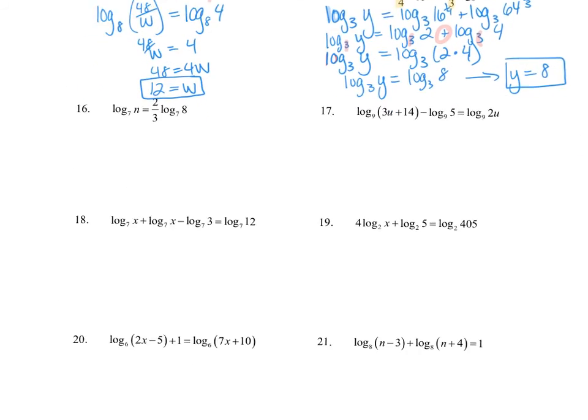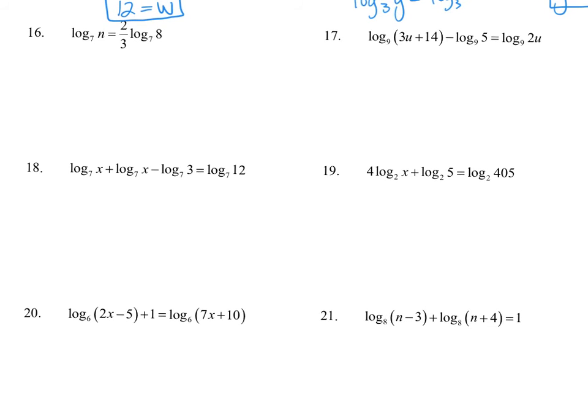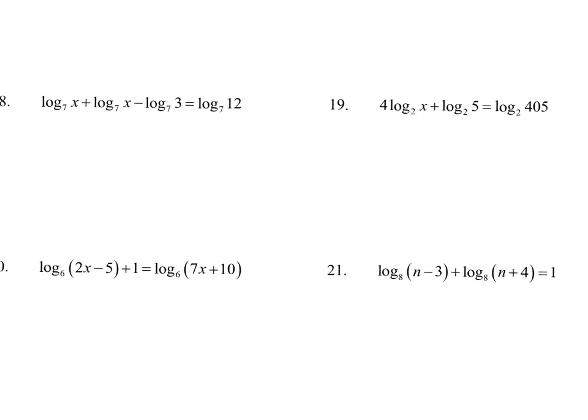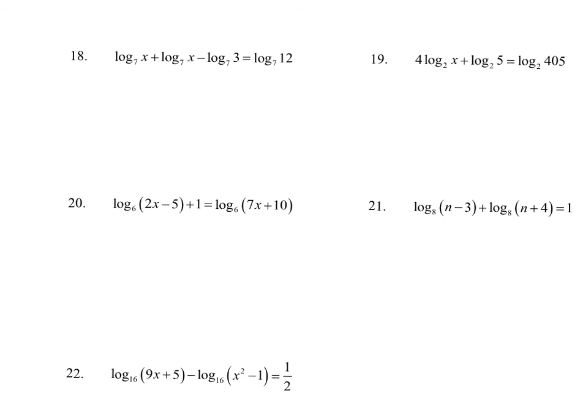Now let's take a look at number 20. So in number 20, you'll notice the difference here is that I have this 1 on the left-hand side. So what I'm going to do is keep that 1 there, but subtract the log that I have in front of it and bring it to the other side. That way, I have a difference of logs that I can then form into a single logarithm.